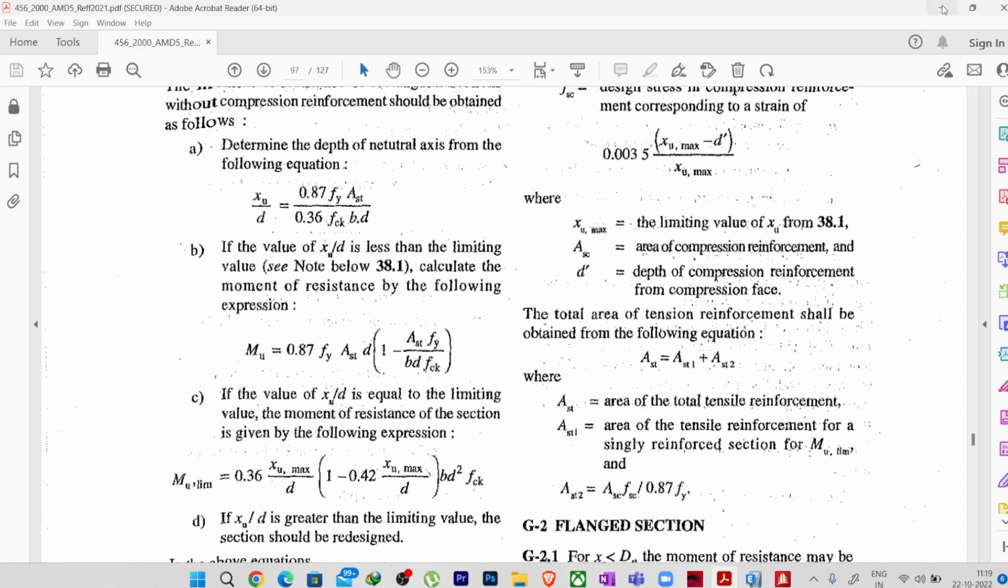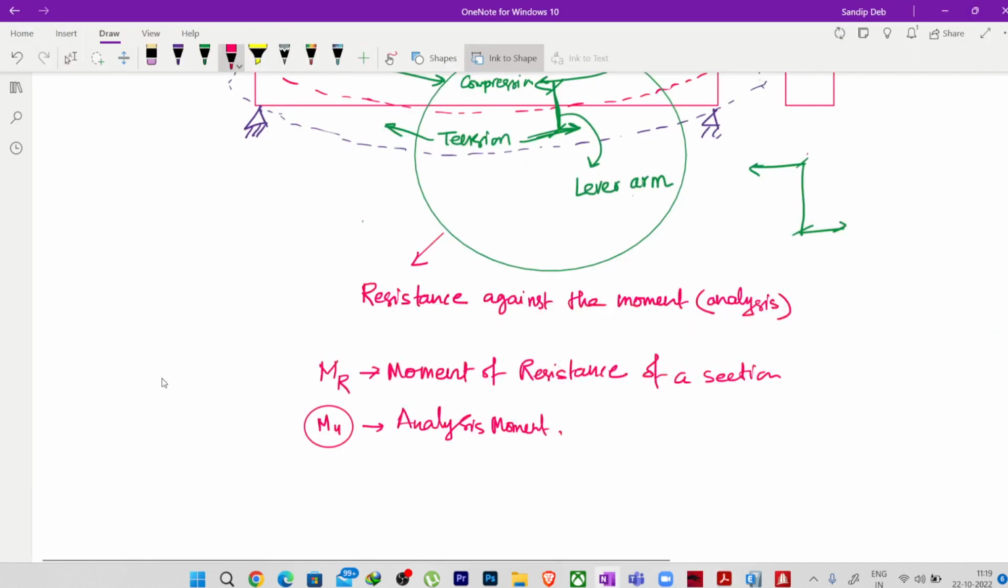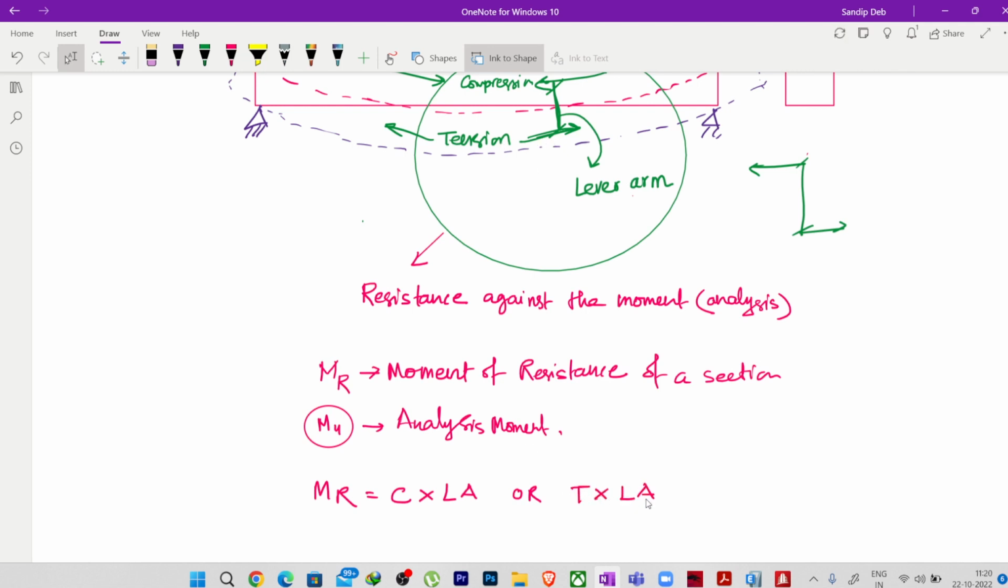How is it defining the moment of resistance? If you see here, what will be the moment of resistance? How can we write it here? The moment of resistance can be the compression multiplied by the lever arm, or the tension that we are getting at the bottom, tension multiplied by my lever arm.